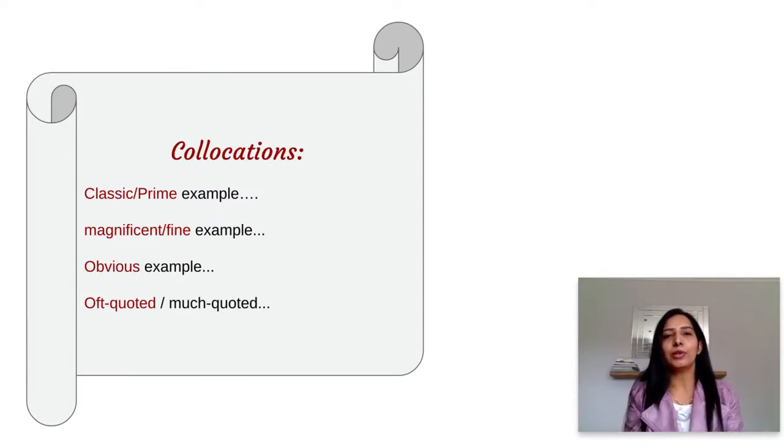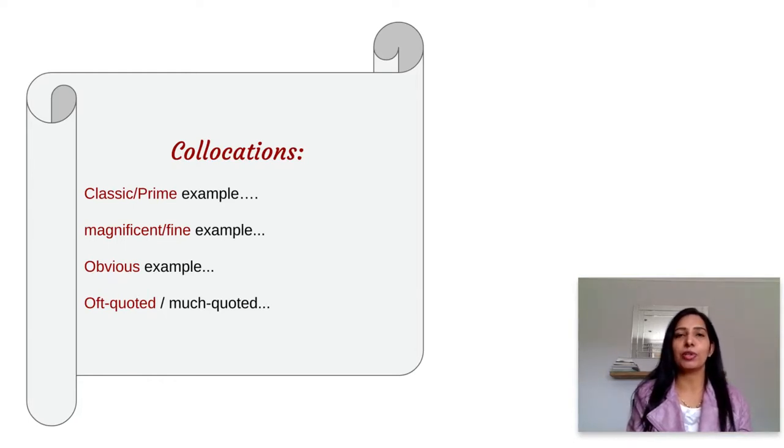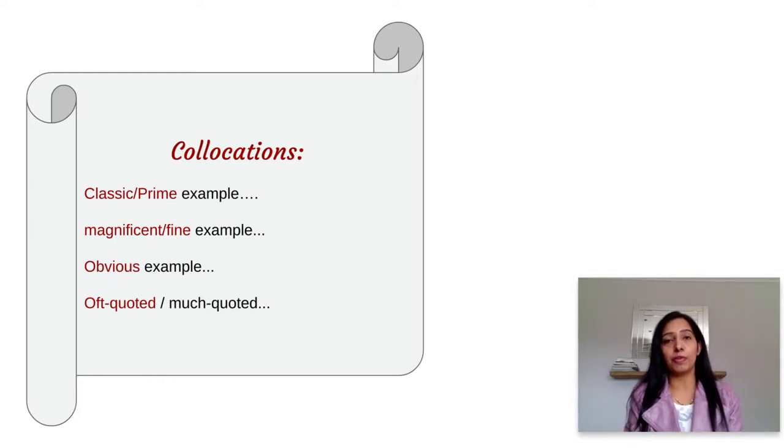Now I'll be telling you the collocations which are used with the word example. Like the classic or the prime example of this is this. It can be followed by your example. Then magnificent or fine example, like the magnificent example or the fine example of the skill of architects is shown by the buildings built in that era.